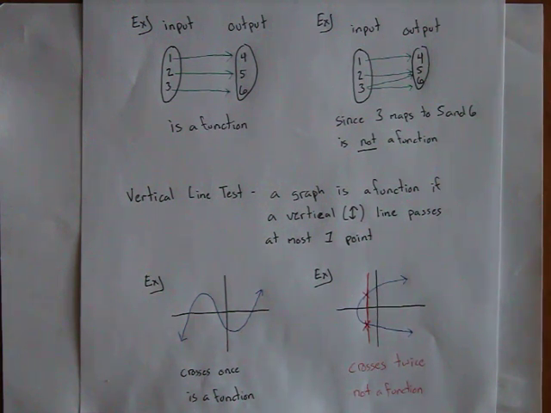If there's gaps in your graph, if there's holes, you can ignore those. That's not a big deal. The key is you're checking to see when you draw that vertical line from left to right. If it ever crosses more than once, it is no longer a function.